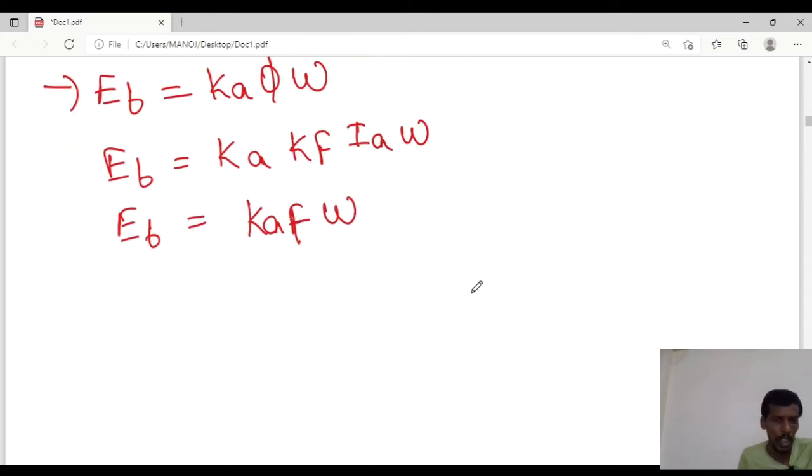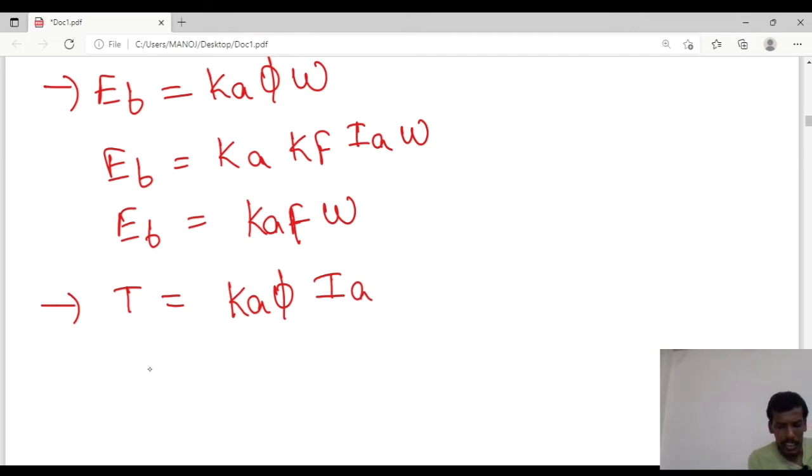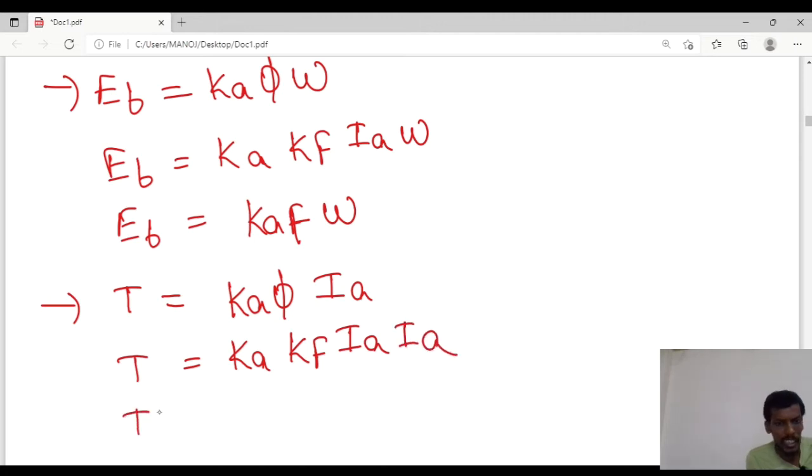But as you know, torque equals Ka phi into Ia. From this I can write torque equal to Ka into Kf into Ia into Ia. So I can write torque equal to Kaf Ia square.